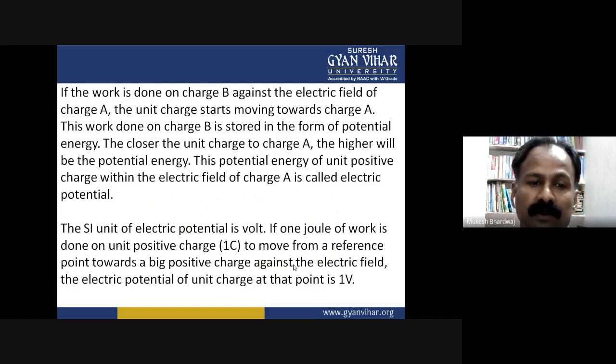If 1 joule of work is done on the unit positive charge, 1 coulomb, to move it from a reference point towards a big positive charge against the electric field, the electric potential of the unit charge at that point is 1 volt.